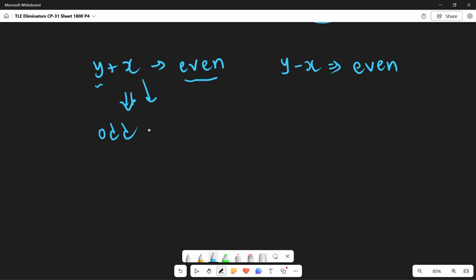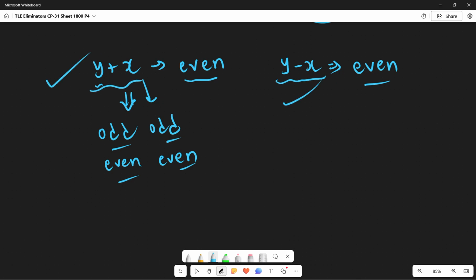Because if y plus x is even, then your y minus x is also even, right? It just popped into my mind while thinking on it. So here y can be odd and x can be odd, or y can be even and x can be even. Odd minus odd is still even, and even minus even is still even. So this criteria is satisfied: if y plus x is even, then y minus x will also be even.